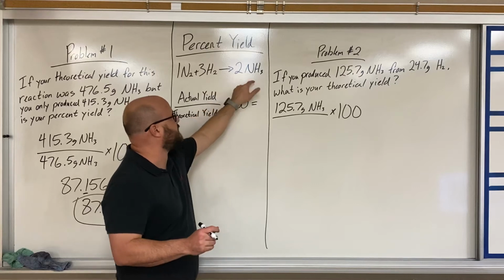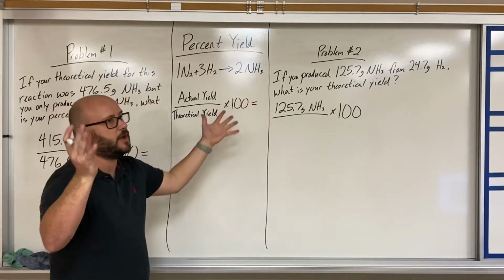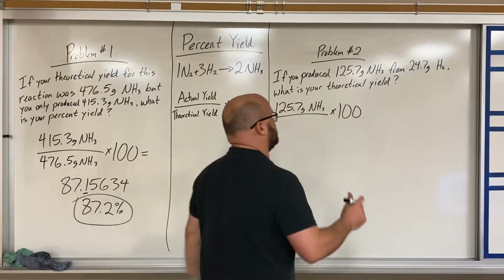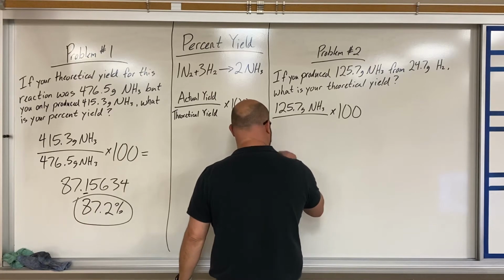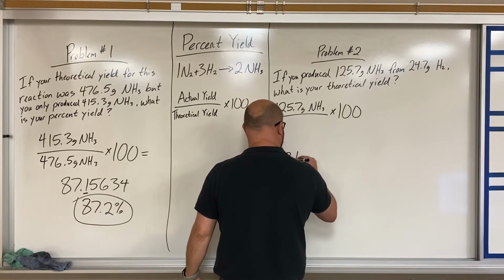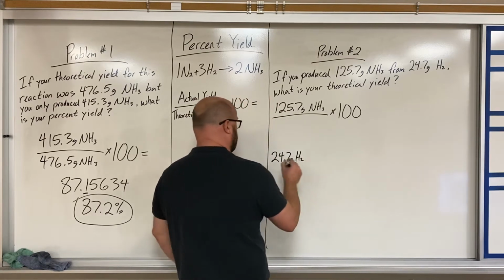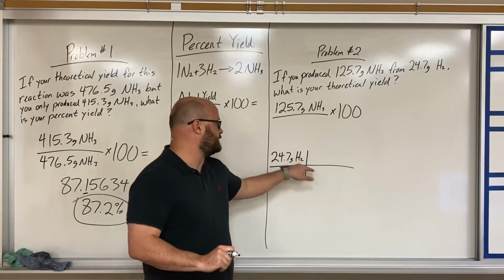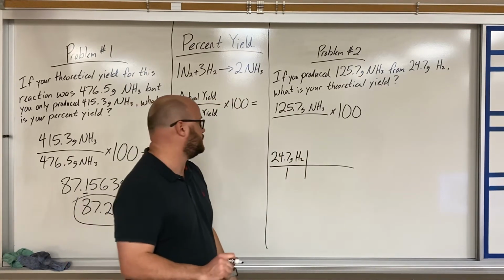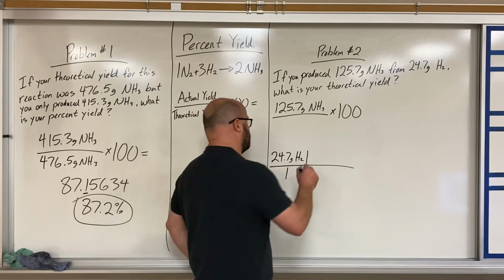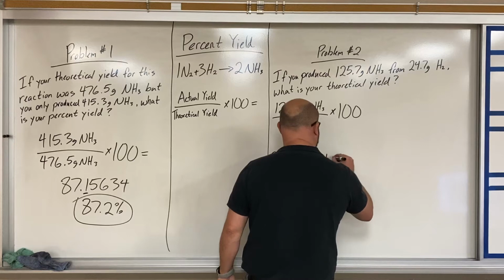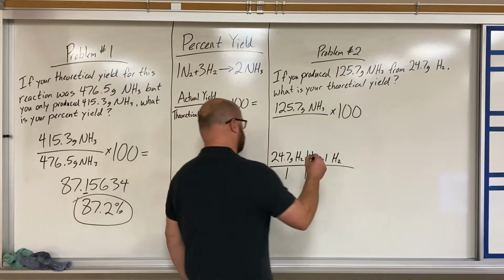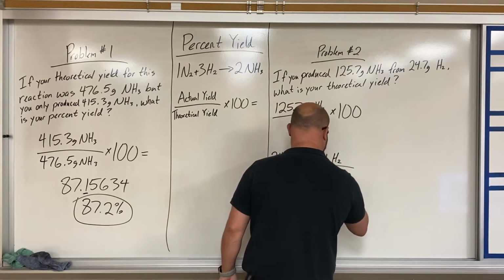We want to get grams of NH3, and so what does that give us? A gram to gram conversion. Let's start with the basics. 24.7 grams of H2 and railroad track, railroad tie over 1. Got to turn grams of H2 into moles of H2. So how many grams are in 1 mole of H2? 1.008 times 2, which gives us 2.016 grams of H2.